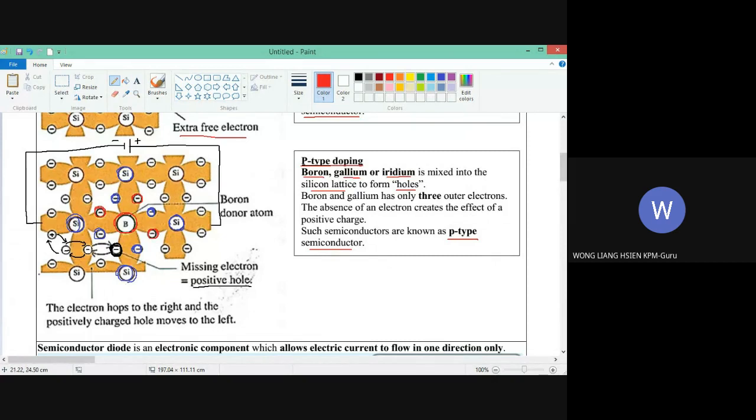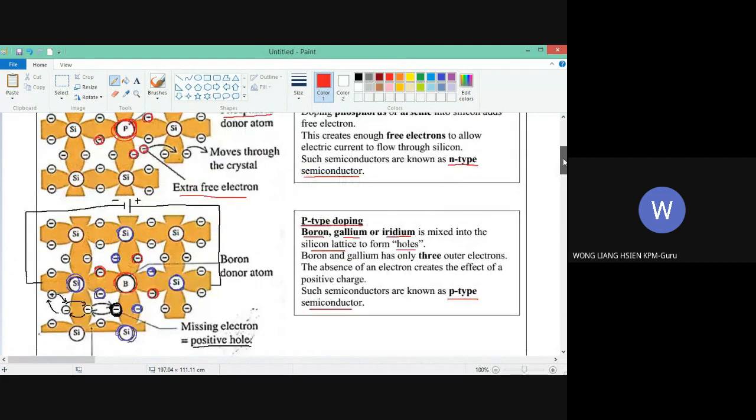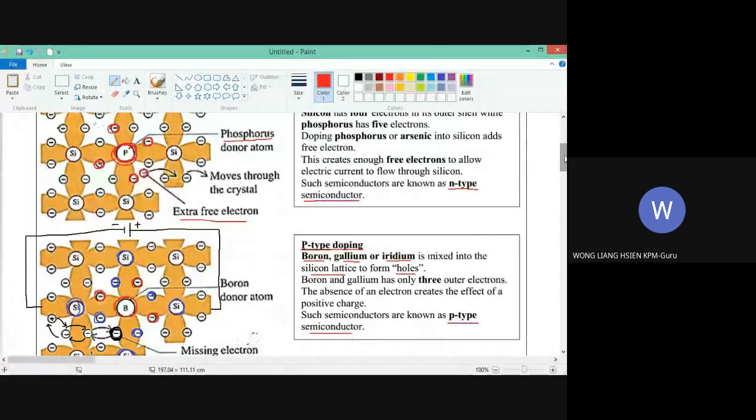All right. So with n-type doping and p-type doping, we can increase the conductivity, or we can make the semiconductor that is not a good conductor become a good conductor. I repeat that: through doping, we change the semiconductor to become a good conductor.